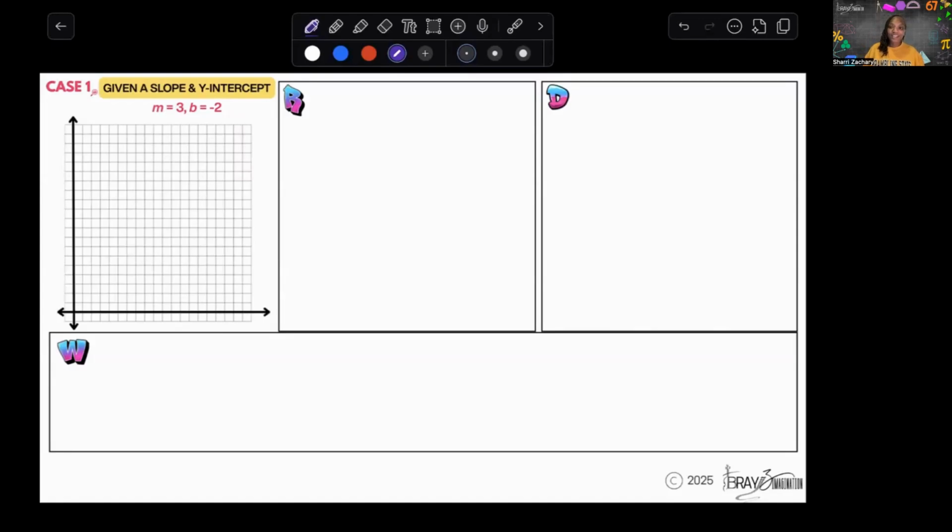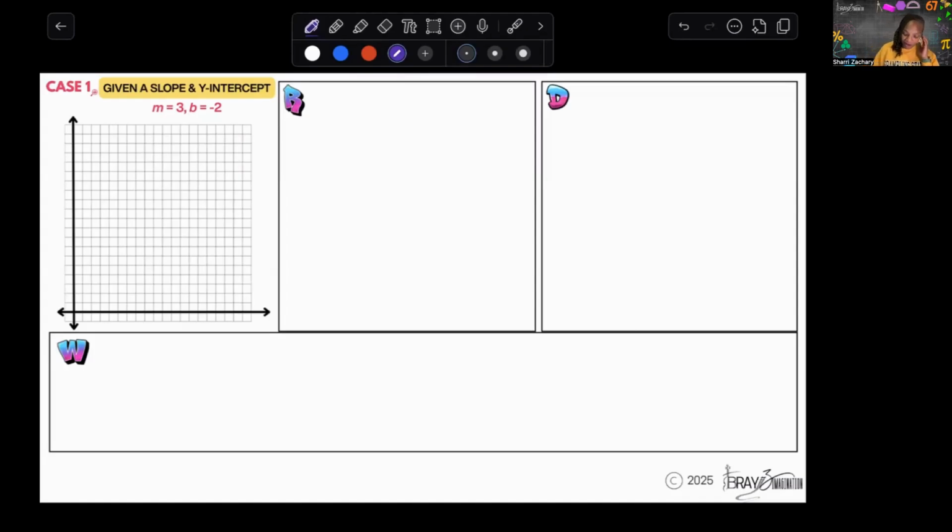So we're going to go ahead and jump into our problems. For case one, we have a slope and a y-intercept, and we are going to apply our rule, draw, write protocol. I immediately see that because I have my slope already and my y-intercept already, I can go ahead and use my slope-intercept form of the equation.